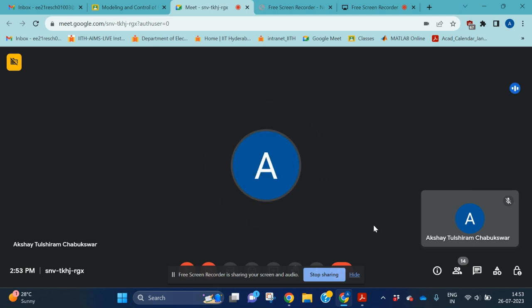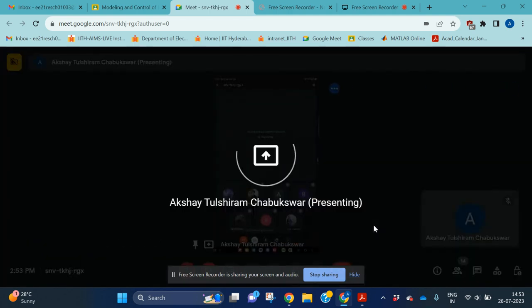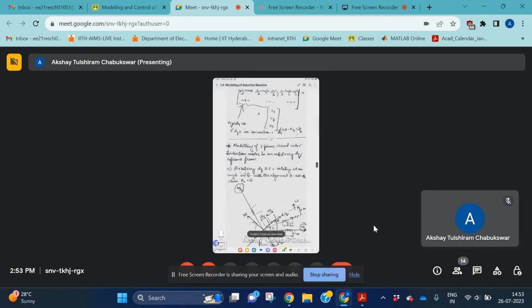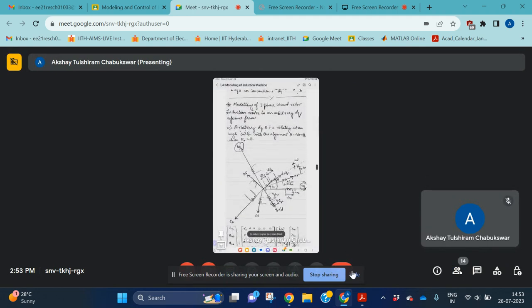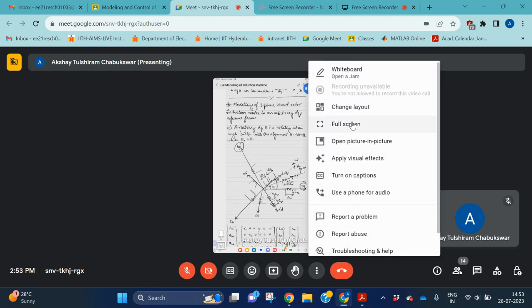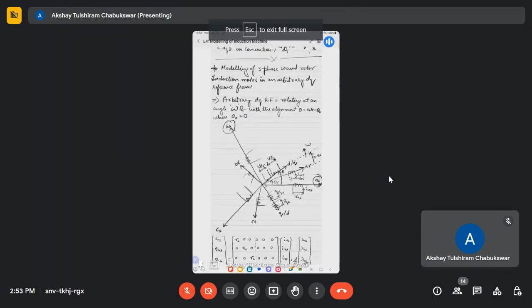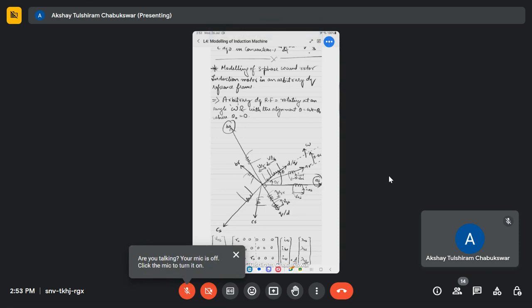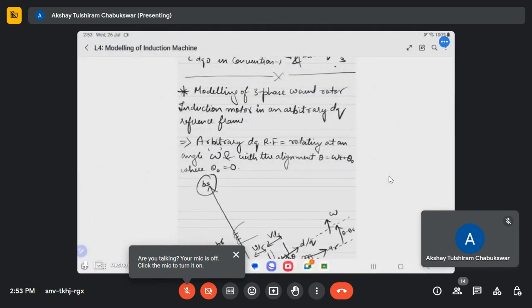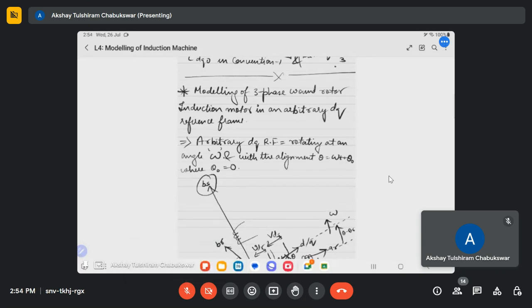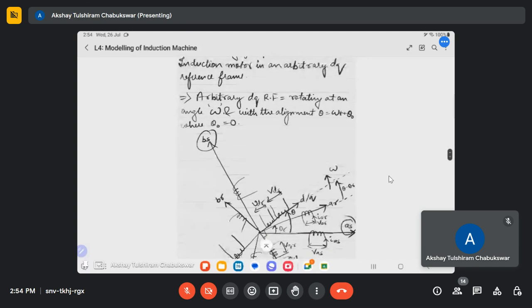Okay, let me share my screen. Can you see my screen? Yes, okay, sir. Just a minute. Is this orientation better or this orientation better? The first one or this one? This one is better, sir. This one is better, right? Okay, this one is better.